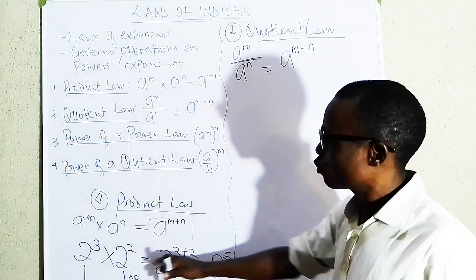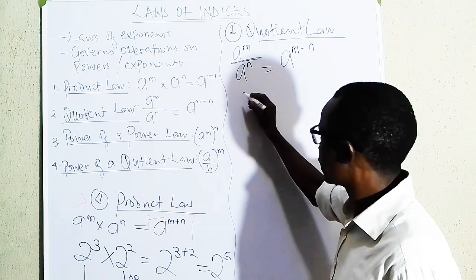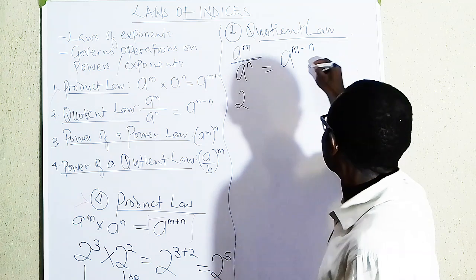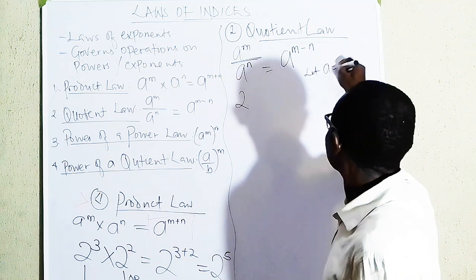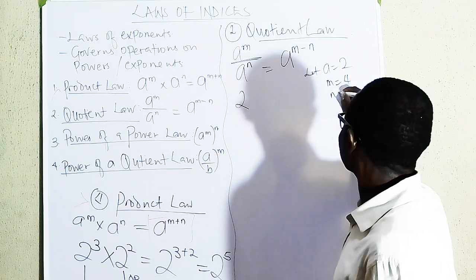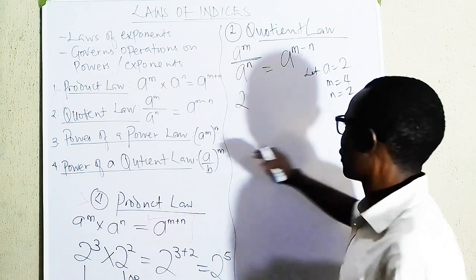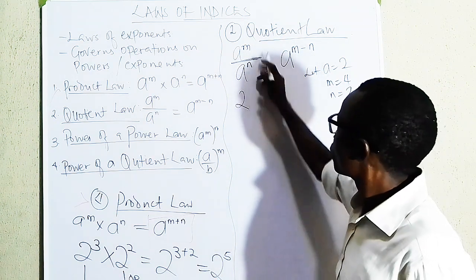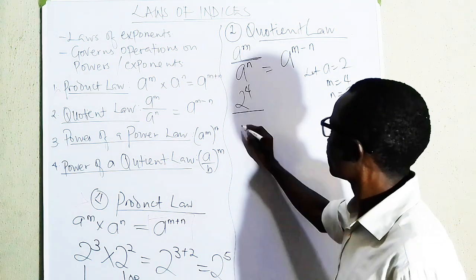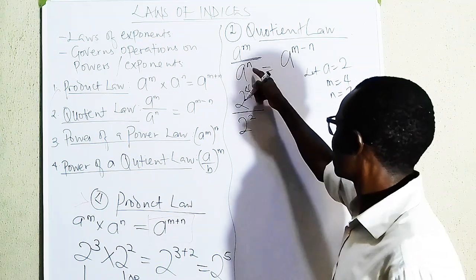Now, if we use numbers, just like we've done with this, to test it, let a be 2, and let m be 4, and let n be 2. Now, what happens? Here becomes 2 raised to power m, which is 4, divided by 2 raised to power n, which is 2. This n is this 2.